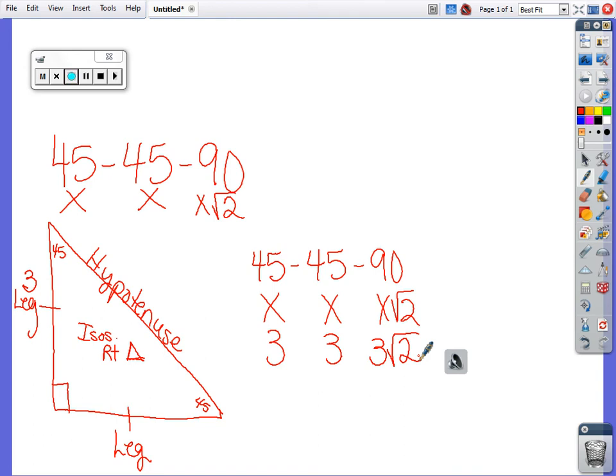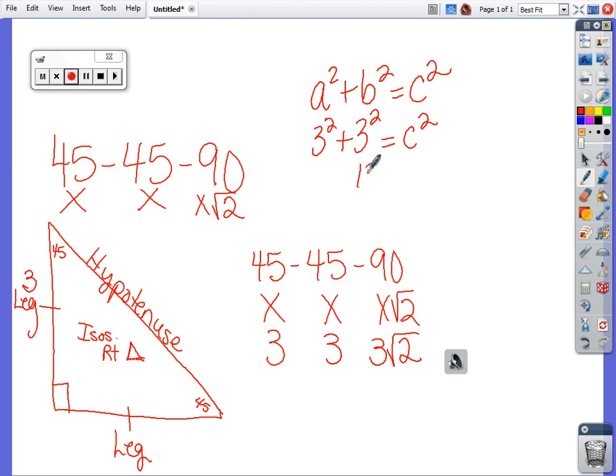Now, you can also use Pythagorean theorem to solve these problems just as easily. Remember that Pythagorean theorem is a squared plus b squared equals c squared. So if I'm given a leg, the a and the b are your legs. So I know that they are both alike. I do not know my hypotenuse. I do if I know my special right triangles. So this is 9 plus 9, which gives me what? 18 equals c squared.